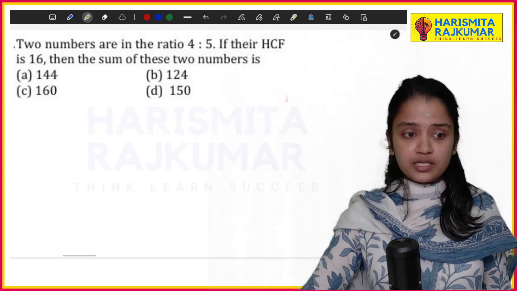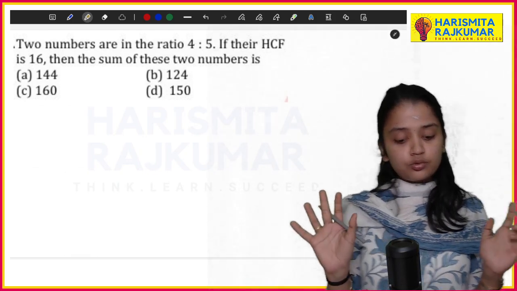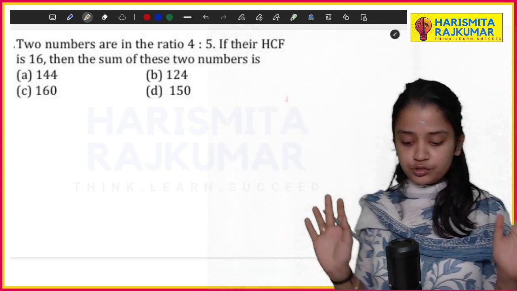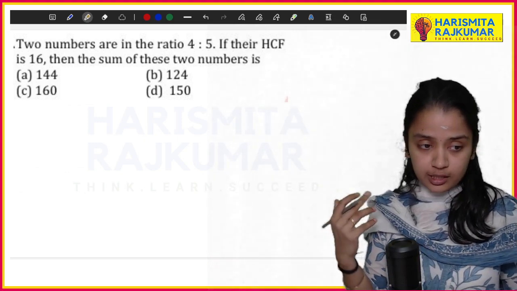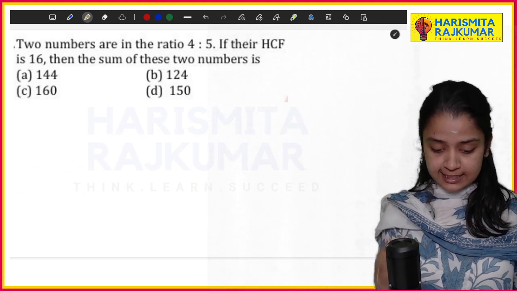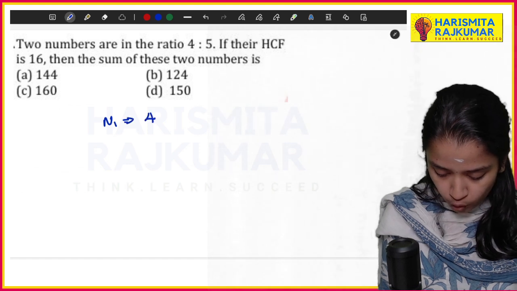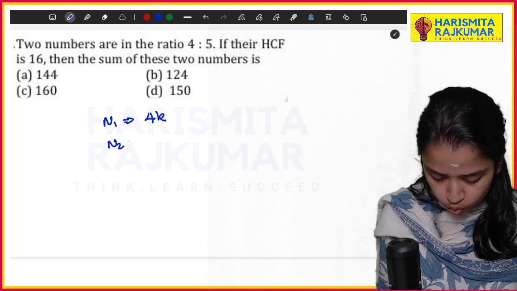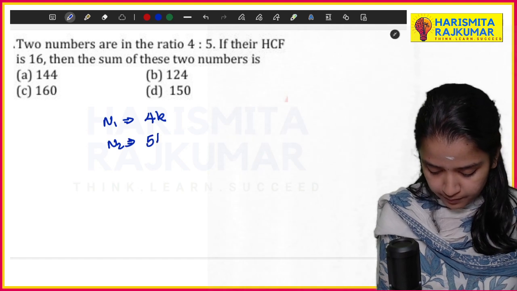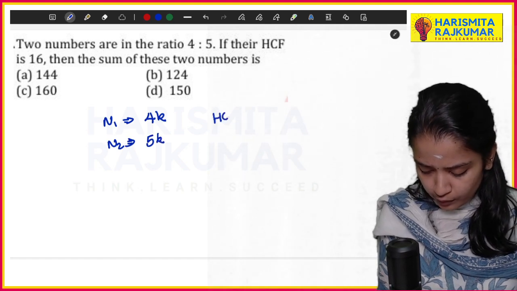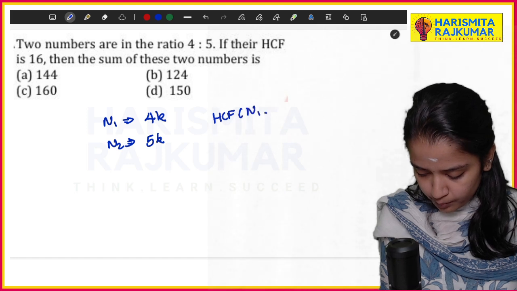So the next question here: two numbers are in the ratio 4:5, if their HCF is 16. So let us represent number 1 as 4k, number 2 as 5k. Now HCF of number 1 and number 2.